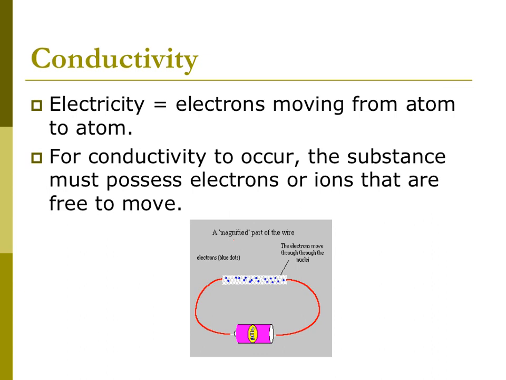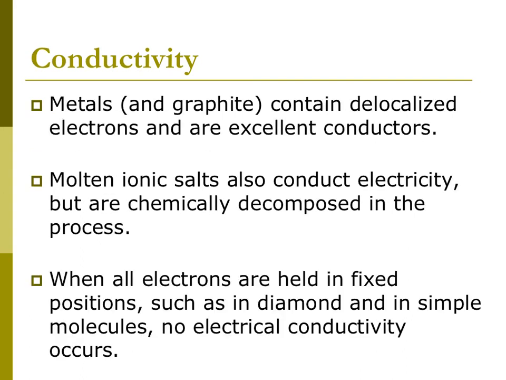The last physical property I want to discuss is the ability to conduct electricity. First, electricity is defined as electrons moving from one atom to another. So the electrons need to be free to flow in order for something to have electrical conductivity. They have to have free moving electrons. Metals are well known to be good conductors because they have delocalized electrons, electrons that can move freely. Graphite is another example of a carbon allotrope that has many delocalized electrons, so it's also going to be a very good conductor.